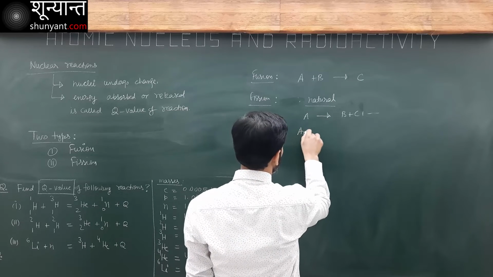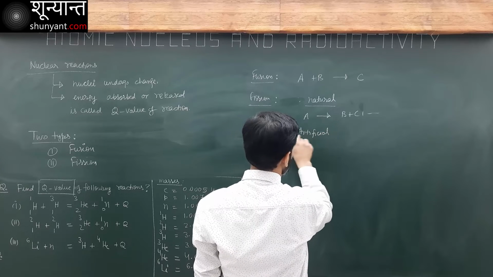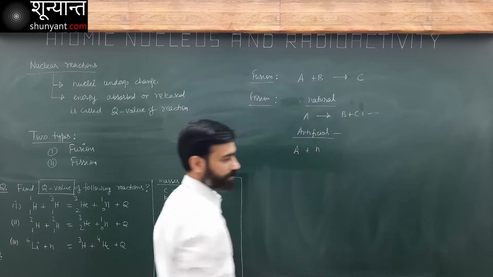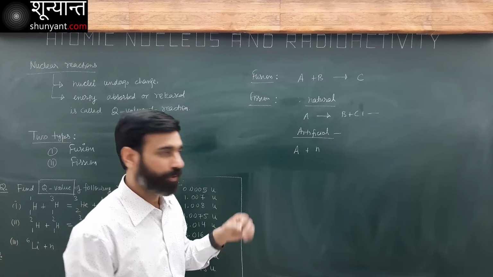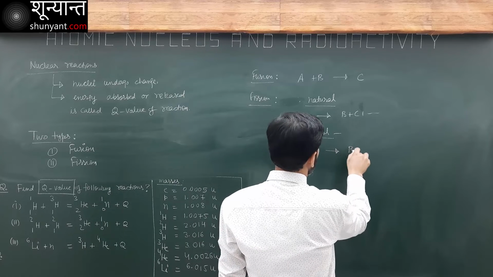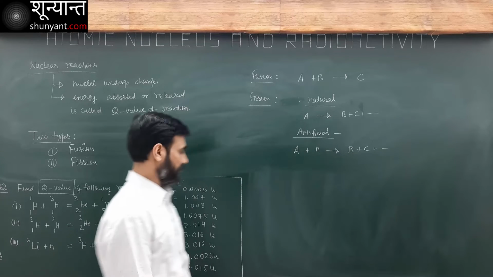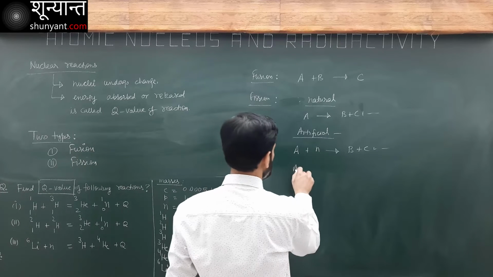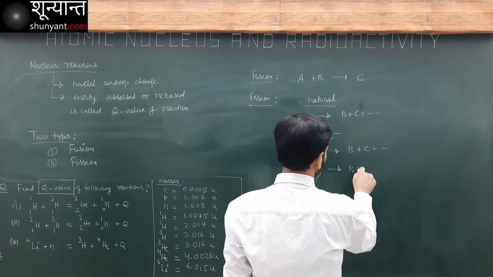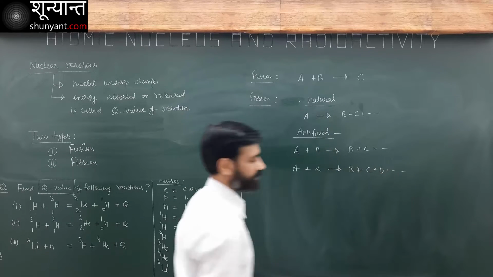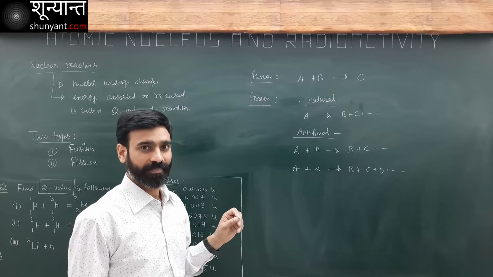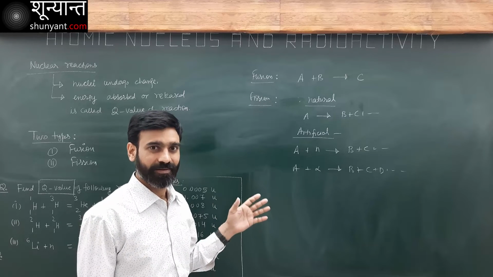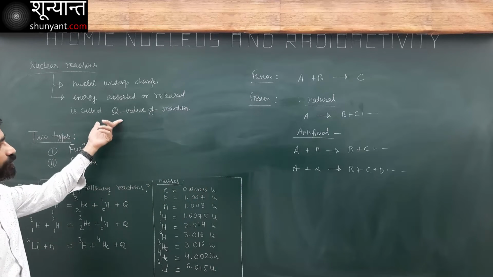Now artificial. I have this nucleus, and I bombard it with a neutron. Then it changes into some B plus C and so on, like what's happening here. I can also bombard it with alpha particles. Let's say this is A plus some alpha particle, and it becomes B plus C plus D and so on. In each case, some energy is either absorbed or released, so that amount is known as the Q value.